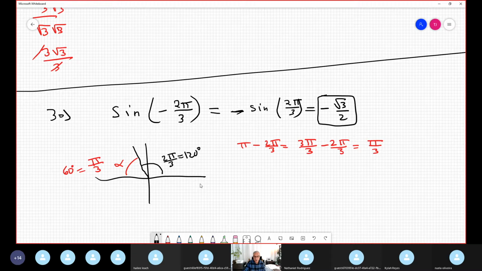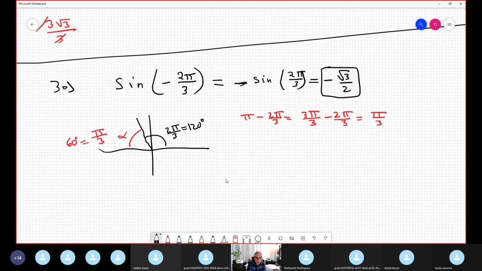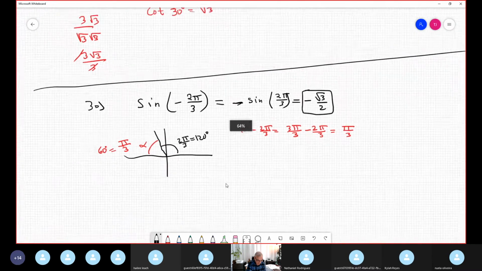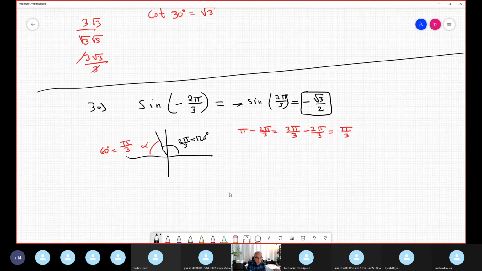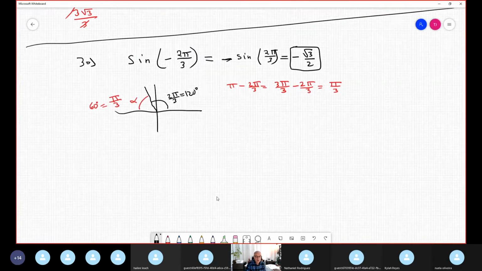Okay, you ignore the negative; the negative you put outside. In sine, in tangent. In cosine, no. In cosine, which is an even function, the negative disappears, delete. Everyone follow me?